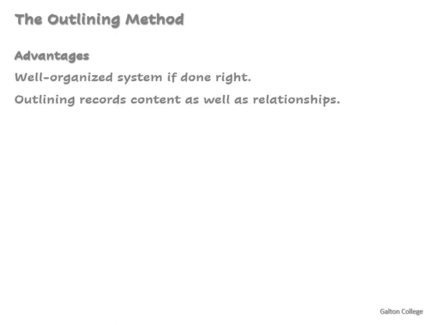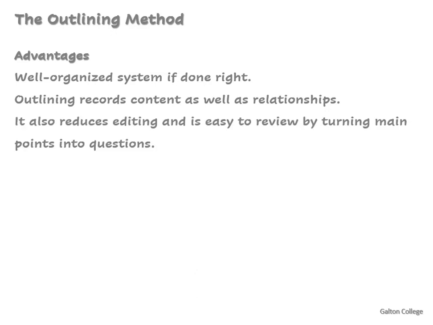Now the advantages of this method. Well, it's very well organized if it's done right. If it's not done right, obviously it's not very good. But it's clear. It's a very simple system, and it's very clear if it's done correctly. It records the contents as well as the relationships. It tells you what that part is about, but it also tells you how important it is. And the importance is measured by how far from the left-hand margin it is. It reduces editing and is easy to review by turning main points into questions. That's a technique that we'll come across much later, but it is useful.